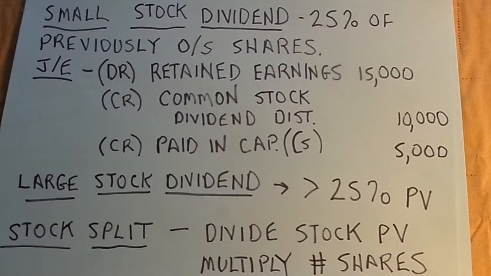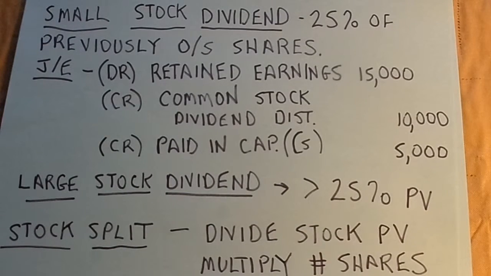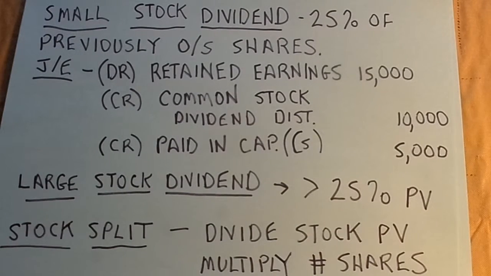A stock split, we really don't even do a journal entry. We divide, for example, if it's a 2-to-1 stock split, we're going to divide the price of each share in half, and we're going to double the amount of shares outstanding.